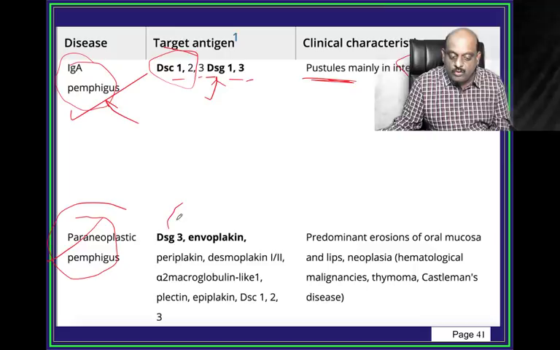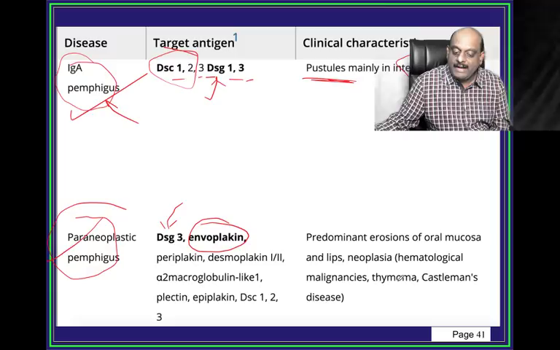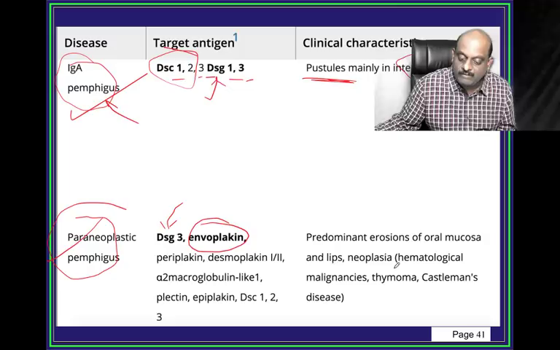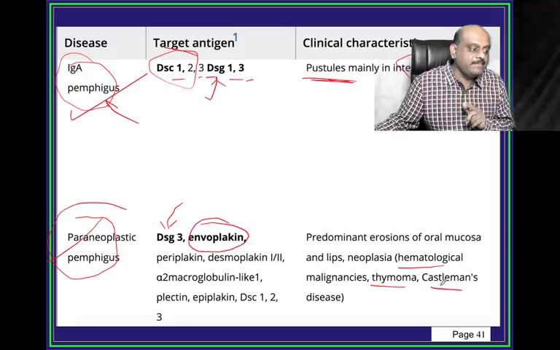Paraneoplastic pemphigus: desmoglein 3, envoplakin antibodies, and classically which kind of malignancies lead to the development of paraneoplastic pemphigus, doctor? Hematological malignancies, thymoma, Castleman's disease. These are the things that you need to basically remember.